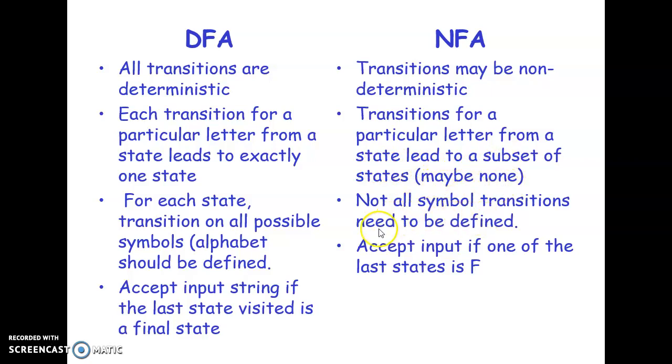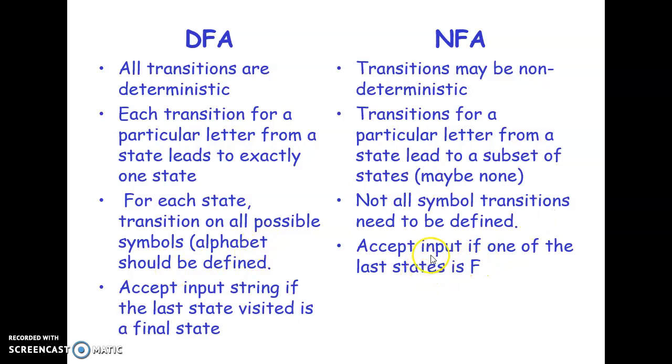Not all symbol transitions need to be defined. If your sigma has more than one letter, for example A and B, you don't have to have an edge for every letter from all states. That's an NFA. But in case of a DFA, you have to have an edge from every state for all letters of sigma. Eventually, about the acceptance, you accept an input string if the last state visited is a final state. If you are reading the input and when it is fully consumed you are at a final state, then the input is accepted.